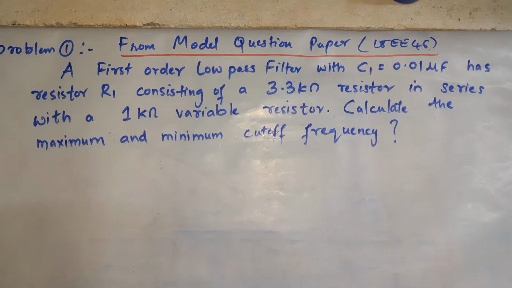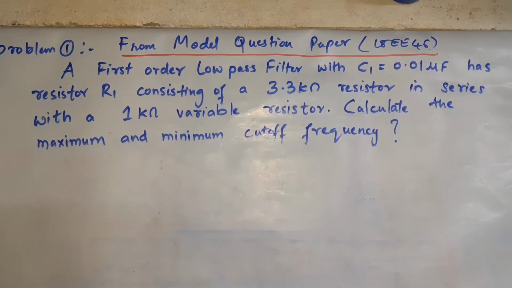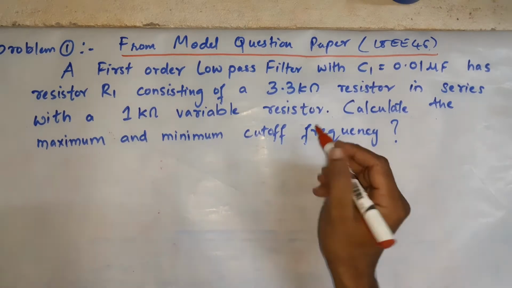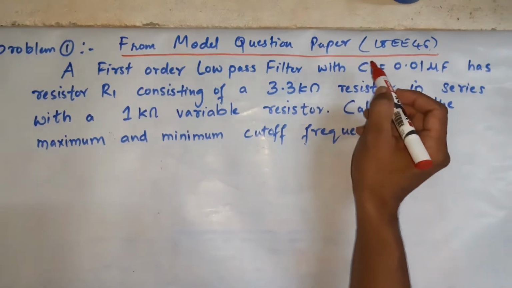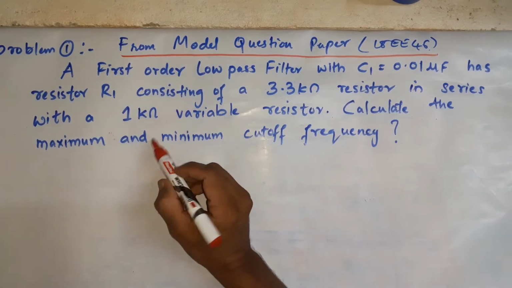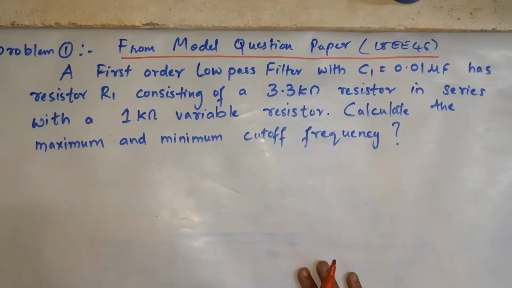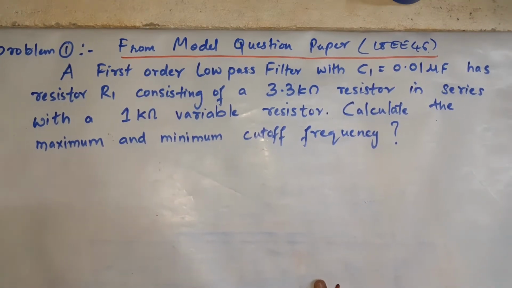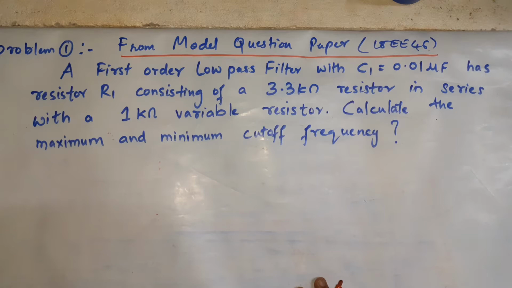Students, let us solve problems today. This is from your module 2 on active filters. I have chosen one problem from the model question paper of your scheme 18EE46. This question is a bit different from what we have regularly solved. Let us see how the problem is and how the solution would be.